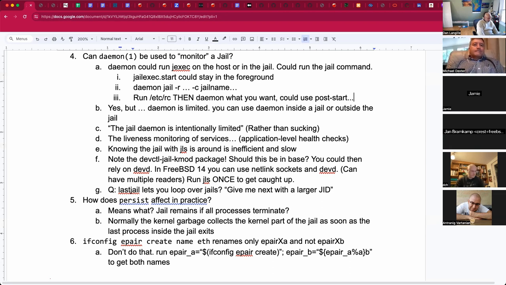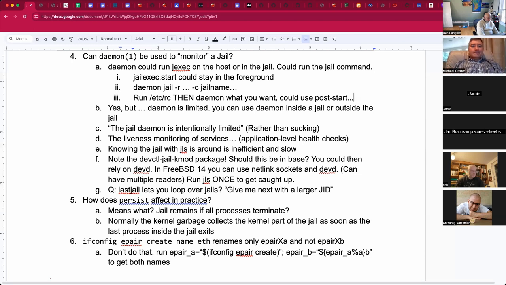So basically, JExec isn't in the way. Okay. Because I would really start my jail as I usually would do, and then I would use the Daemon command to JExec and run, let's say, Nginx -F or whatever. But that would be monitoring a process inside the jail, yes. And that's most of the time what you really care about, because it's the process which is the service you care about.